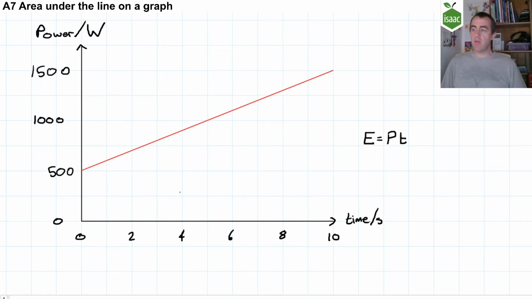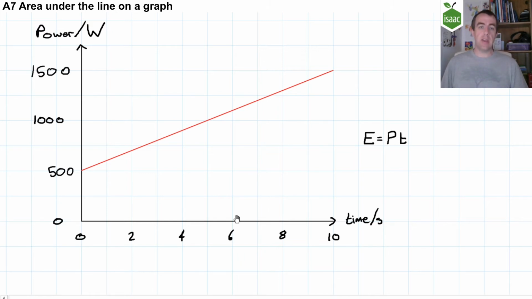Now, I've modified the graph slightly, and you can see that when we first turn on this appliance, at time t equals 0, there is a power of 500 watts, and then the power increases linearly with time. So power is still a function of time. Well, how can we work out how much energy is being transferred in 10 seconds now? We remember that the product of power times time on a graph like this is the area of the shape between the line and the x-axis.